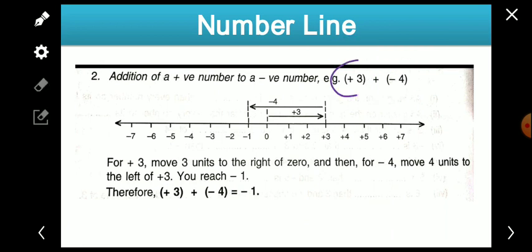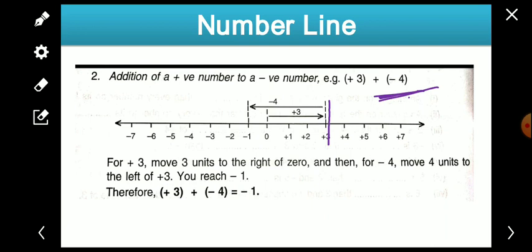So at first we have come to 3, 3 units towards right of the 0, and again we will move towards left. How many units will we move? Actually 4 we have to add, so we will move 4 units towards left. If here it would be 5, then 5 units we would move towards left. But we have to add minus 4, so we move towards left 4 units, not 5, because we have to add 4.